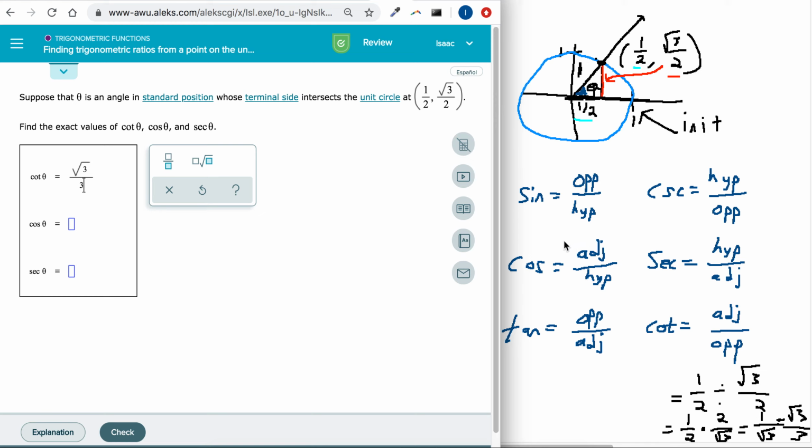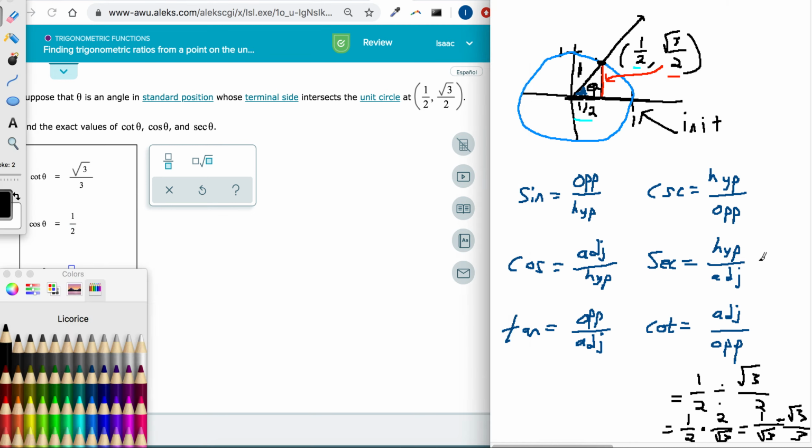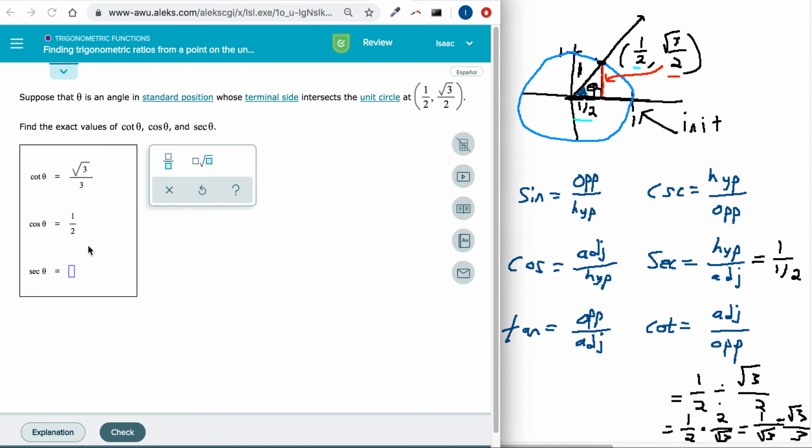Cosine, hopefully, is a little easier. Cosine is the adjacent, which we said is 1/2, divided by the hypotenuse, which is 1. So 1/2 divided by 1 is just 1/2. And secant is the hypotenuse, which is 1, divided by the adjacent, which is 1/2. So how many times does 1/2 fit into 1? It fits in 2 times.